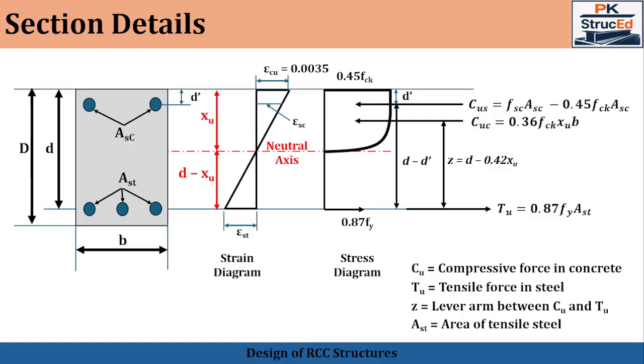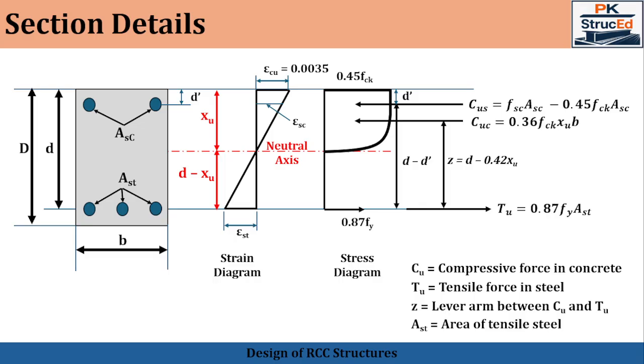Now let us first understand the section details of a doubly reinforced beam. In this beam, the concrete will resist the compression, whereas the steel is provided both in the tension zone as well as in the compression zone.